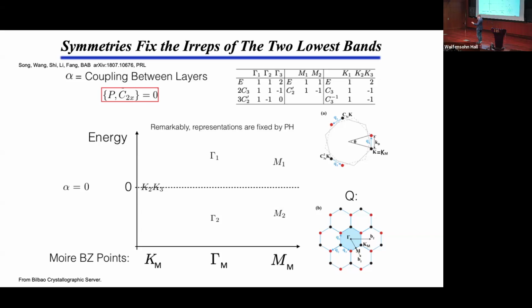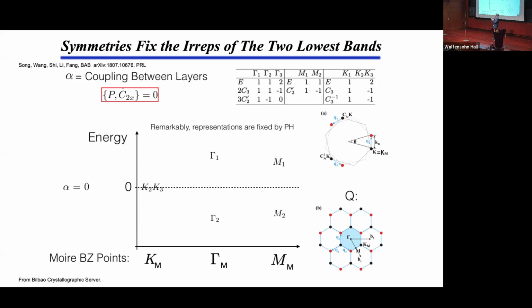And because particle hole changes energy into minus energy, these get flipped. Okay, so the positive energy is gamma 1, then the negative energy, which is related by particle hole to it, has to be gamma 2 because it anti-commutes with C2x. Same thing for the endpoint.